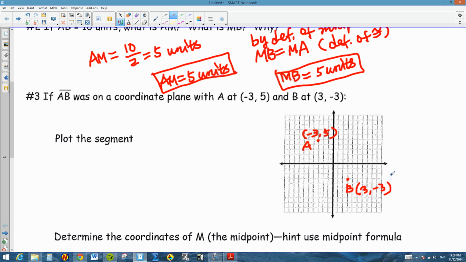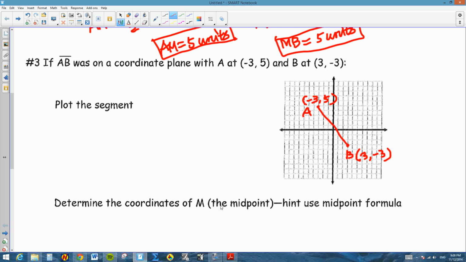If we connect these two points, we get segment AB. Well, pretend this is a straight line, because my hand drawing is not that perfect. Now determine the coordinates of M, the midpoint. If you can use a straight edge, it's easy to find. Mine is also not that bad. It's right about here.